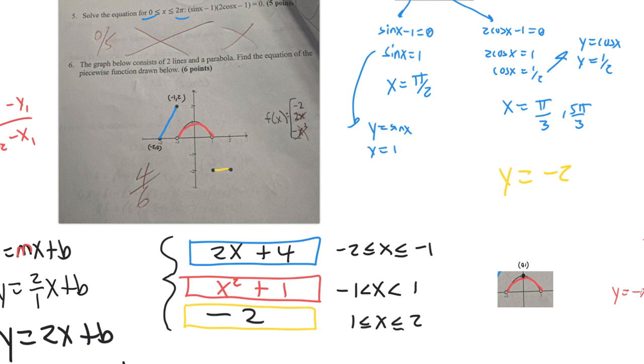The graph below consists of two lines and a parabola. Find the equation of the piecewise function drawn below. Yeah, we got the blue part up here. We have the yellow one down here, and I'll even make this in yellow also. We have the yellow one here, and we have the red one now right there. Okay, so hopefully that makes sense.